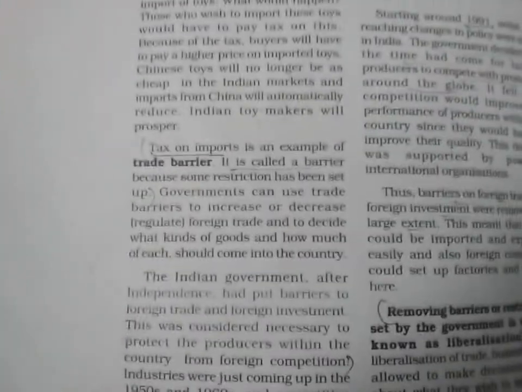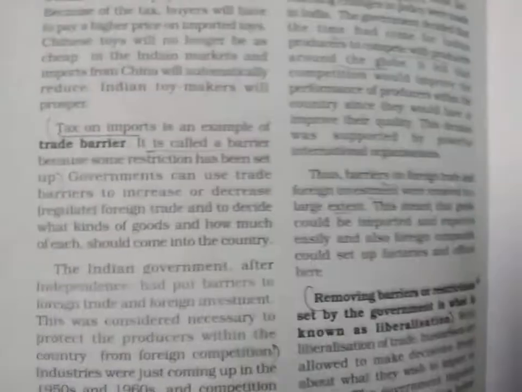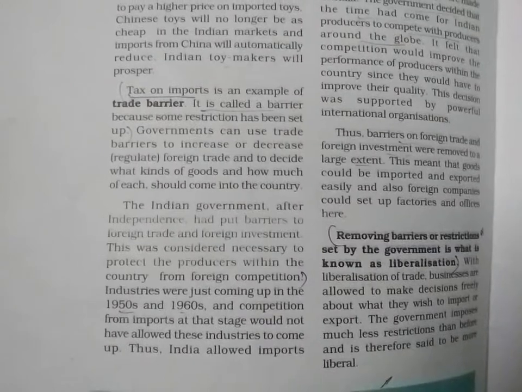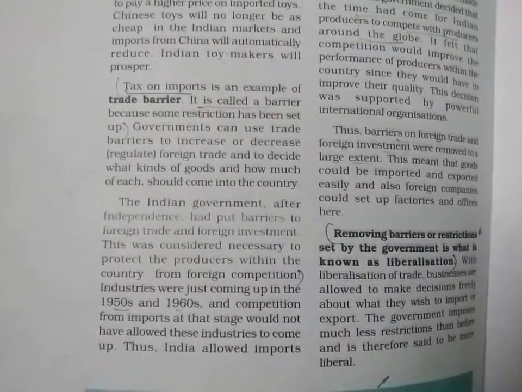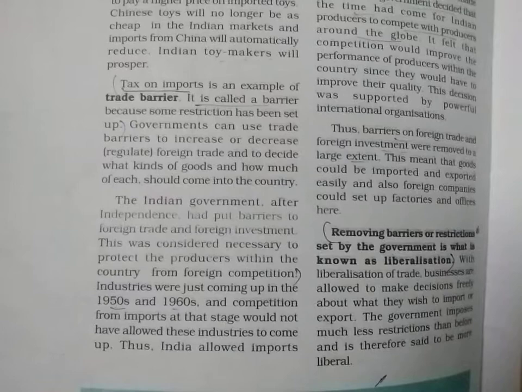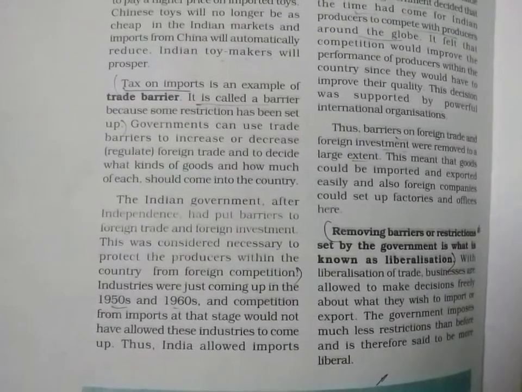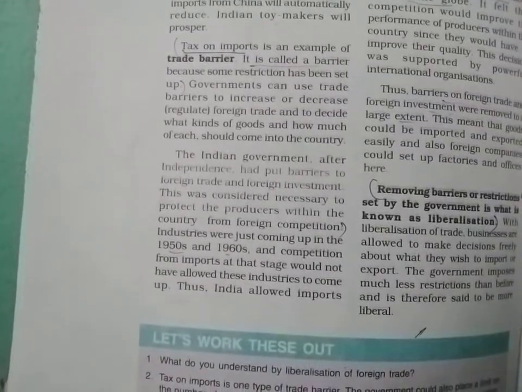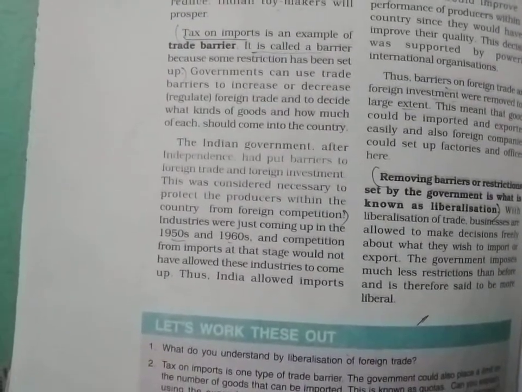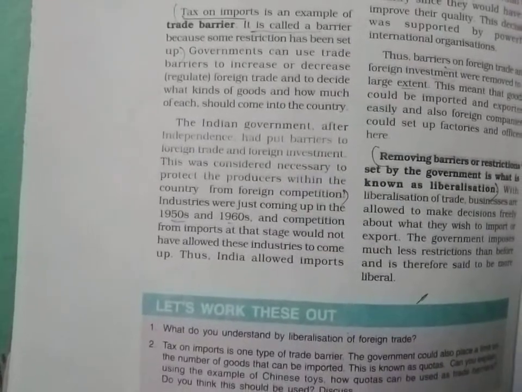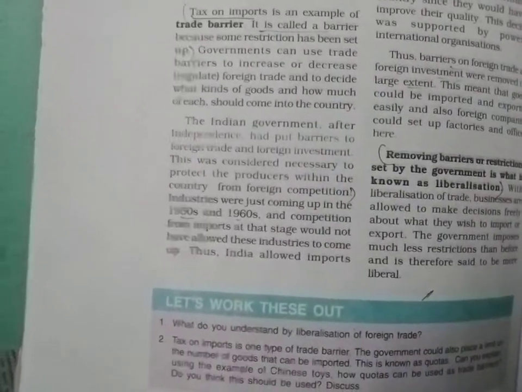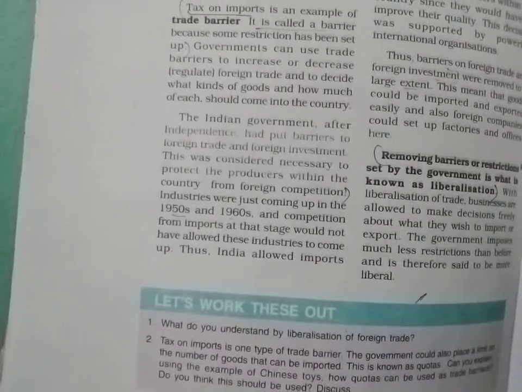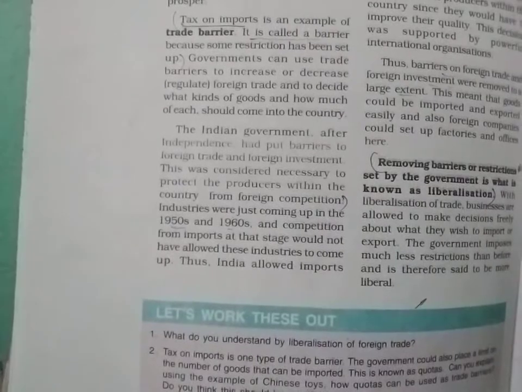Next point, it is told that tax on imports is an example of a trade barrier. So what is a trade barrier? A trade barrier means an obstacle in the way of trade. Tax on imports is an example of a trade barrier. It is called a barrier because some restrictions have been put in place, and the government can use trade barriers to increase or decrease, or regulate, foreign trade, and to decide what kinds of goods and how much of each should come to our country.